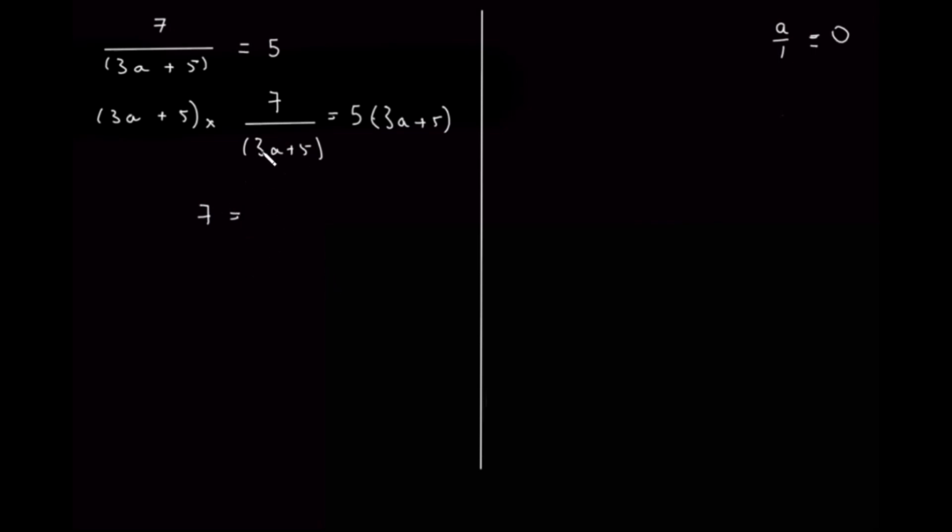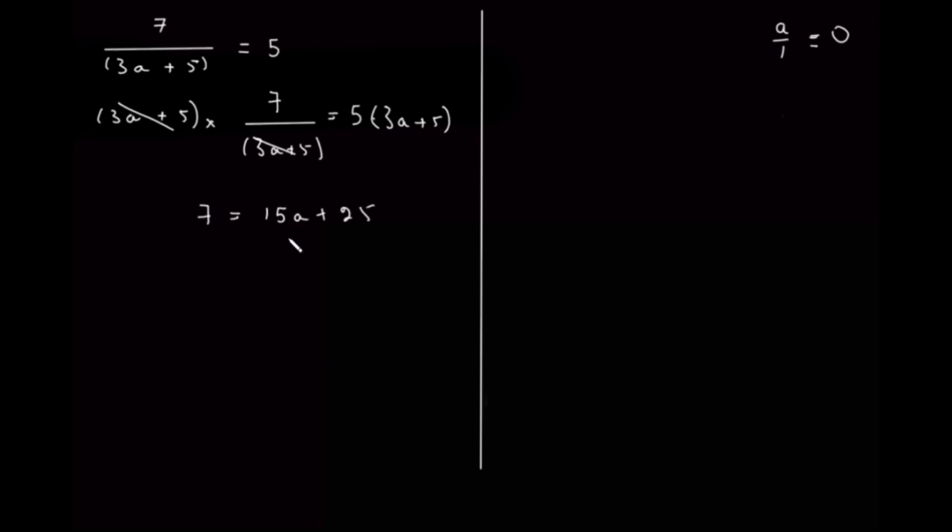Okay, the left hand side becomes 7 because they cancel out. We've now got 5 times everything inside that bracket. 5 times 3 is 15. 5 times 5 is 25. That is understood to be plus. Plus times plus is plus, so that's fine.